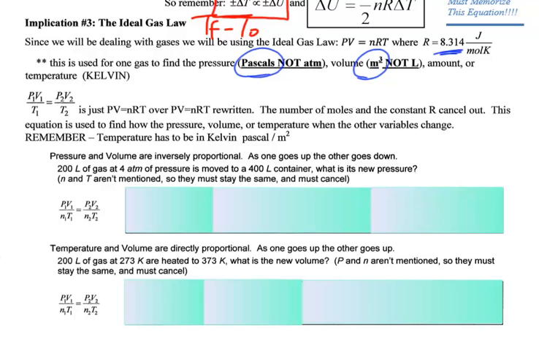The conversion for pascals is take your atm and multiply it by 1.01 times 10 to the 5th, and you will be in pascals. And for liters, if you take your liters and you multiply it by 10 to the negative 3rd, you will be in meters cubed. So you do have to memorize those conversions. I don't believe they're given to you.